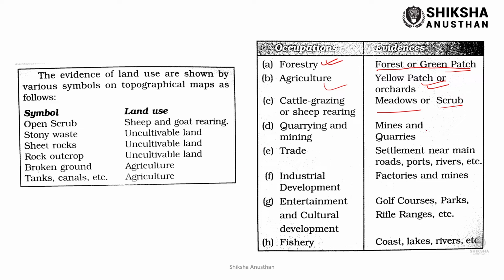If there are mines and quarries, then people are into quarrying or mining. If there is a settlement near a road, port, or river, near main roads or ports and rivers, then they are doing motor trade. If you find an annual fair being organized, then it is trade. Then factories and mines indicate industrial development in the area. Golf courses, parks, and rifle ranges indicate entertainment and cultural development. Coast, lakes, and rivers indicate that fishery would be an occupation of the people that we can identify from the map.